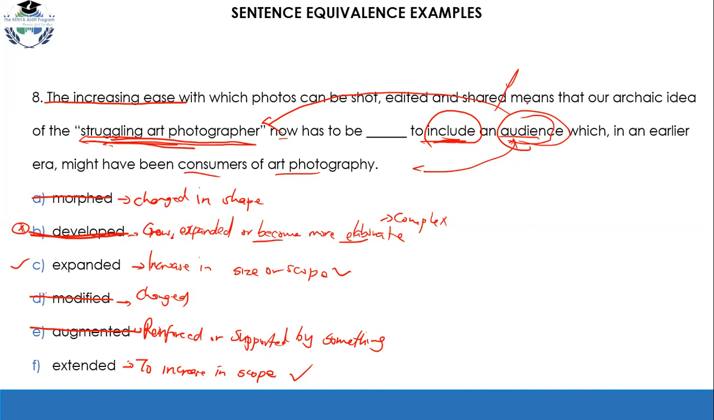This audience was initially not included, but we need to include it. How do we include it? We increase the scope, we increase the size, right? And the words that best describe increasing in size will be expanded and extended. C and F works perfectly for this.